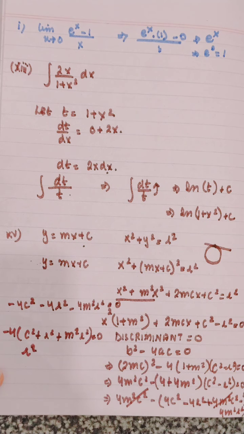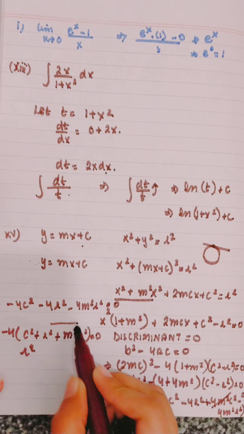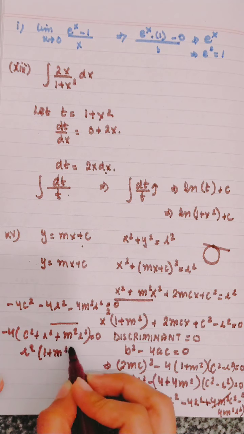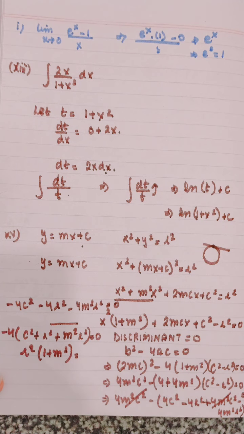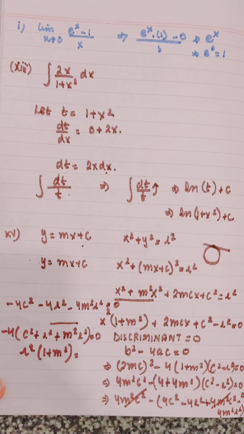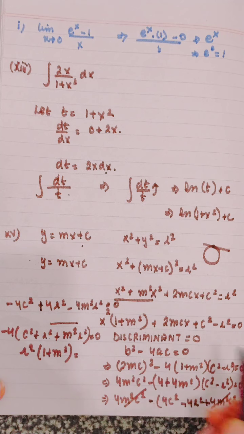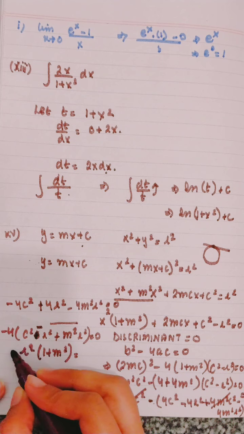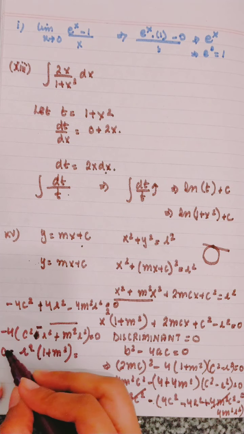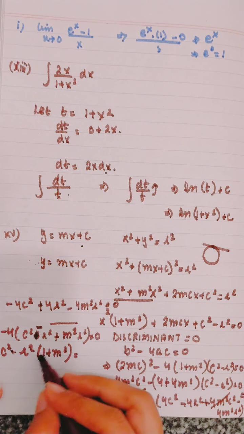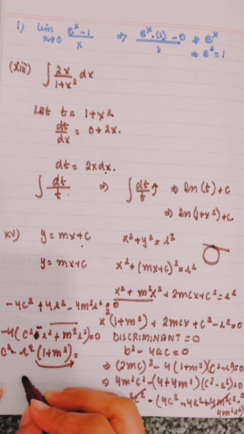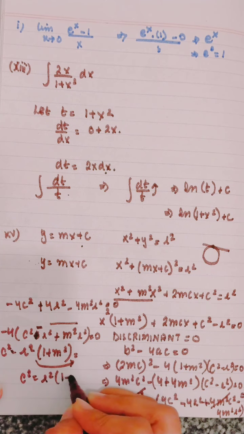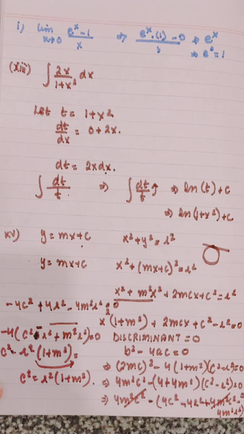r square is common, so it will be 1 plus m square is equal to, okay, when we open the bracket, so minus plus minus and minus minus plus, so this value will be plus, and then again minus commonly at, so this value will be minus. So basically c square minus this, and then we shift this value here.